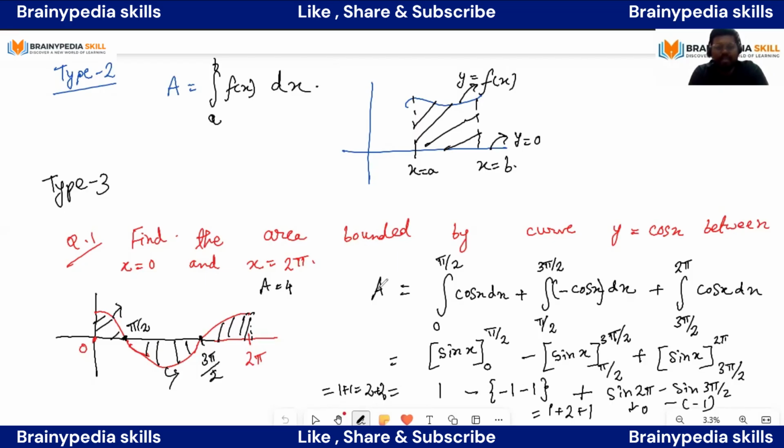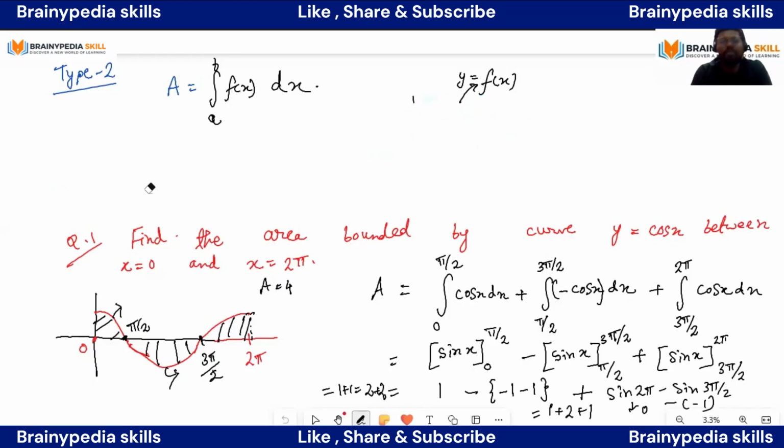Like they had asked you to find the area bounded by the curve cos x, the ordinates they had already given. So this area is nothing but 2 plus 2, that would be 4. Okay, clear? I hope this part is clear to you. Now see, this question, if you want to go through shortcuts.